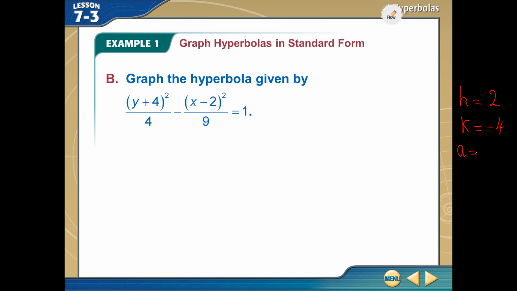A is 2. A is equal to 2. What about the value of B? B is equal to 3. What about the value of C? Square root of 4 power 2 plus 9 power 2? No, 4 plus 9. This is the value of A power 2. Oh, yes. Okay, 4 plus 9. So C equals root 13.